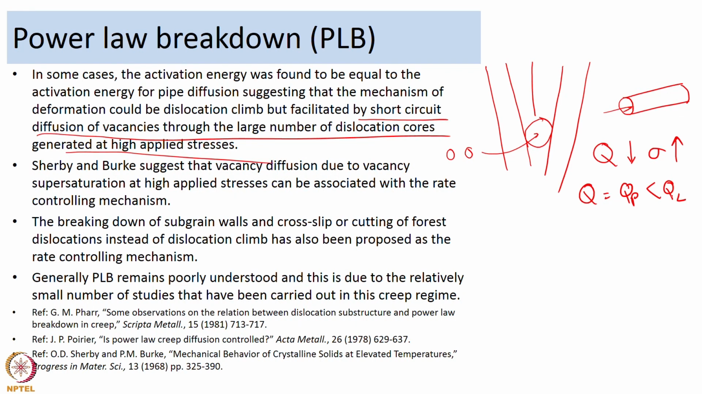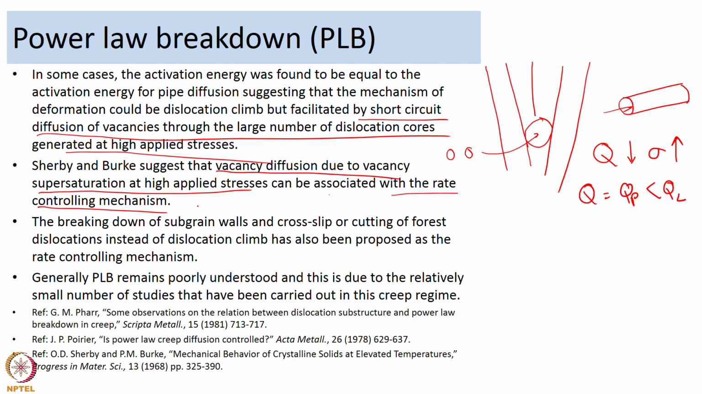Now, Sherby and Burke. Based on this observation, Sherby and Burke suggested that vacancy diffusion due to vacancy supersaturation at high applied stresses can be the rate controlling mechanism in the power law breakdown regime. Although in power law creep we generally talk of dislocation climb as the rate controlling mechanism, in the power law breakdown regime one could say that vacancy diffusion due to vacancy supersaturation at high applied stresses can be the rate controlling mechanism.